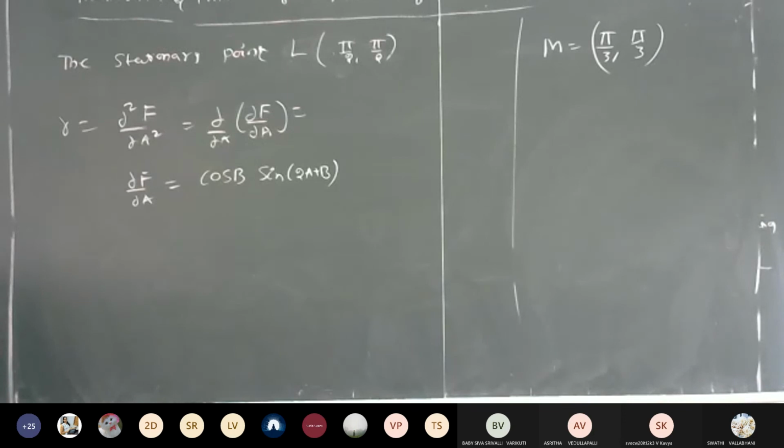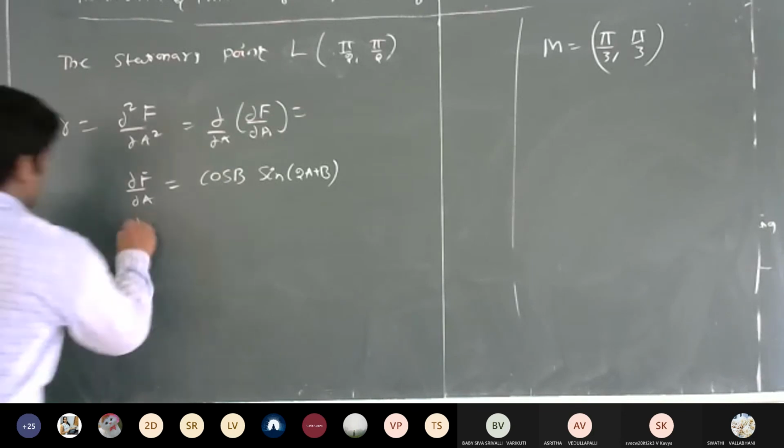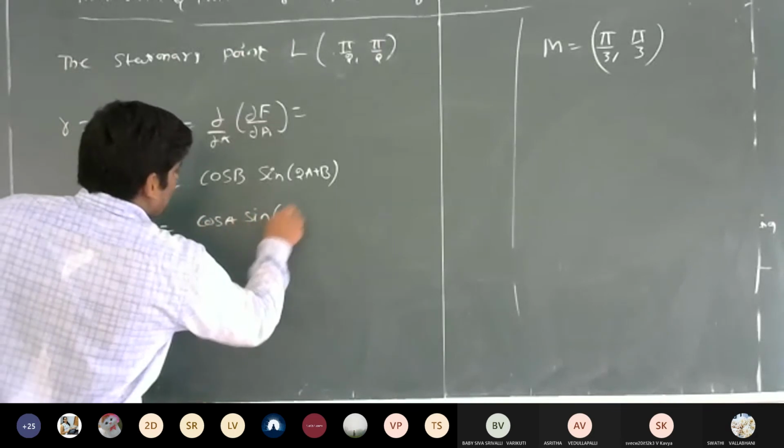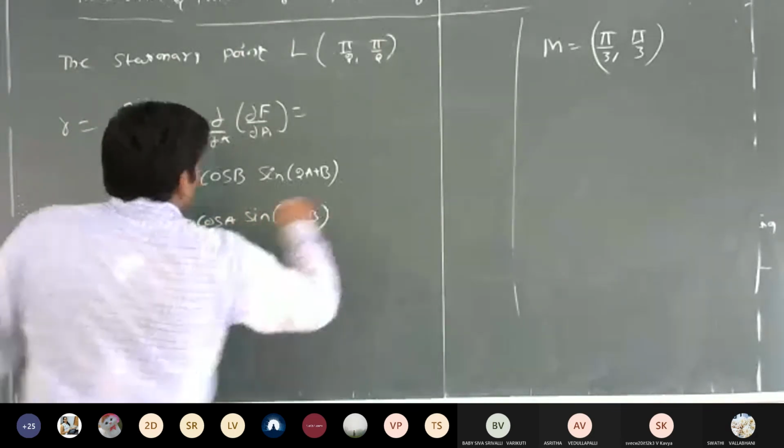Dou f by dou b is cos a into sin of a plus 2b. So just simplify this one, these two.